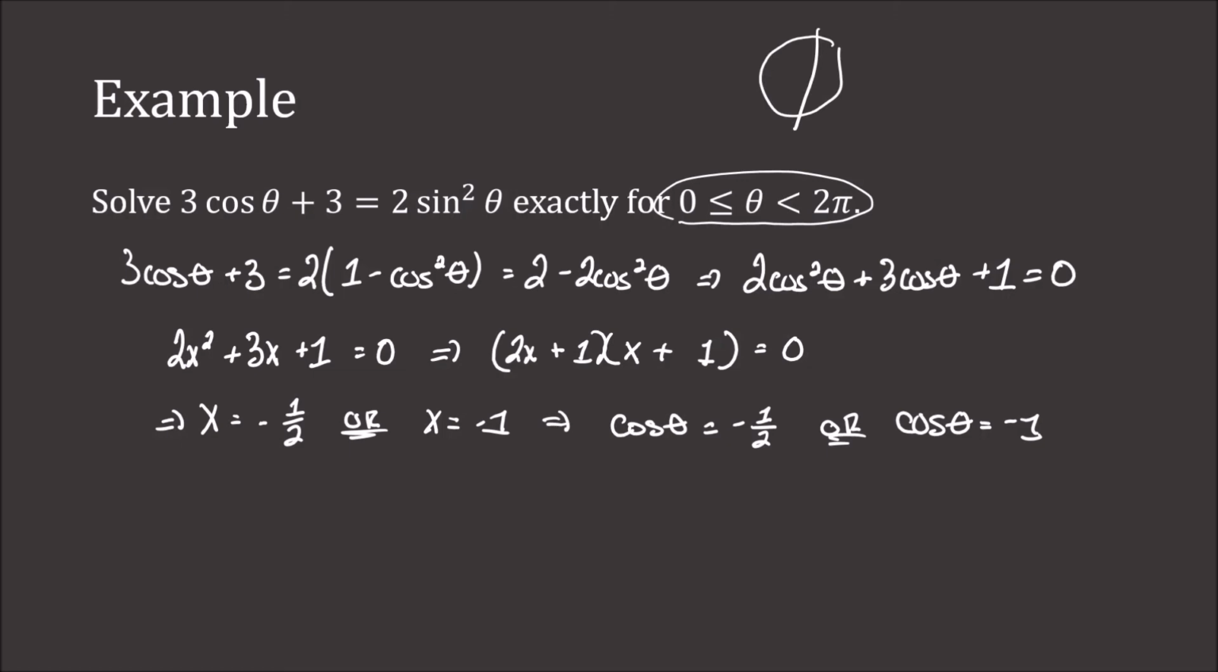Again, if we draw a reference unit circle, negative 1/2 will be one of these two over here. Negative 1 will then be this point right here. So theta 1 would be pi. Theta 2 would be 2 pi over 3, and theta 3 would be 4 pi over 3.